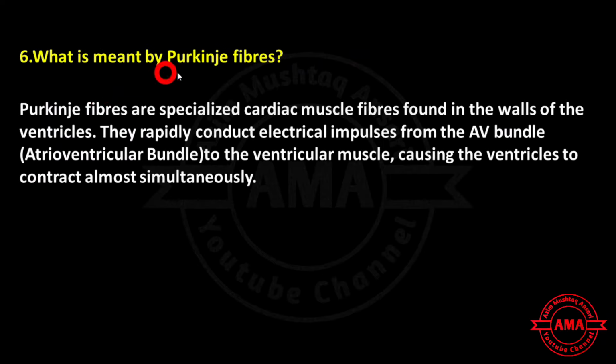Next is what is meant by Purkinje fiber. Purkinje fibers are specialized cardiac muscle fibers found in the walls of the ventricles. They rapidly conduct electrical impulses from the AV bundle to the ventricular muscles, causing the ventricles to contract almost simultaneously.